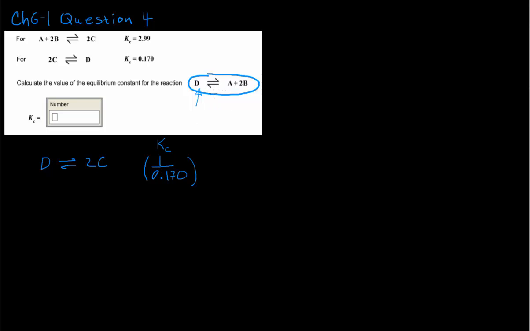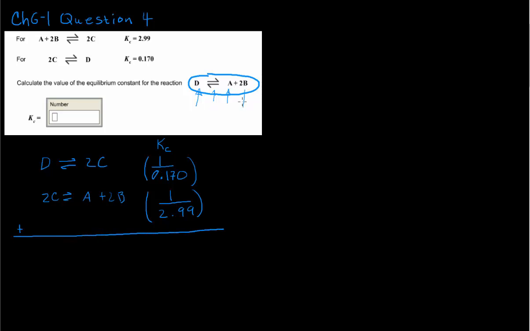Now I come to the reaction arrow. So now I'm looking for 1 mole of A as a product. Up here I have 1 mole of A, but it's a reactant, not a product, so I just have to flip that reaction around. So I've got 2C in equilibrium with 1 mole of A plus 2 moles of B. And again, since I've flipped that reaction, I'm going to need the inverse of the equilibrium constant. So the inverse of 2.99, like that.